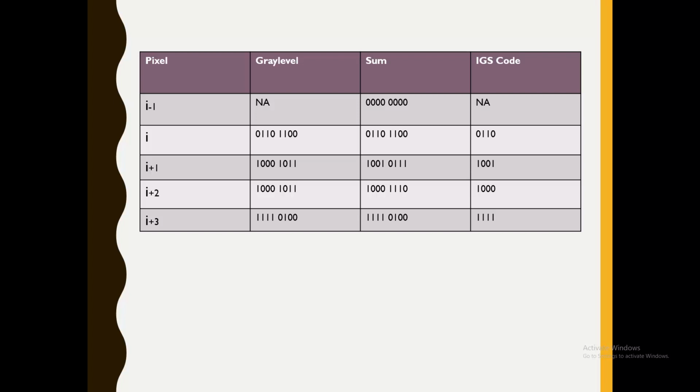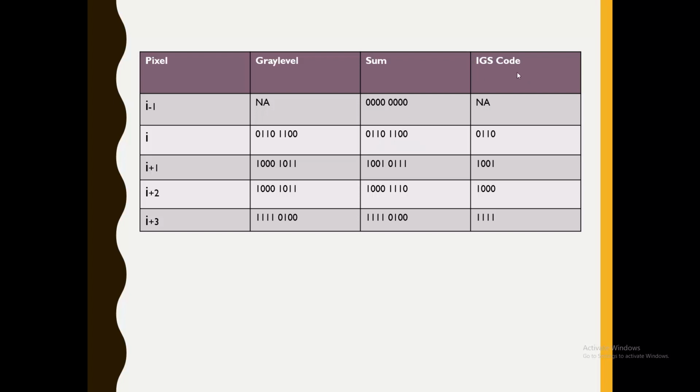For example, we are choosing a technique that is known as IGS code. In this table we have the pixel, gray level, sum and IGS code. For pixel I minus 1, there is no gray level, so the sum is also 0 and the IGS code is not applicable. For pixel I, the intensity value is 0110 1100, which is 8 bits. The sum is this value plus the previous value. Since the previous sum is 0, the sum will remain the same.